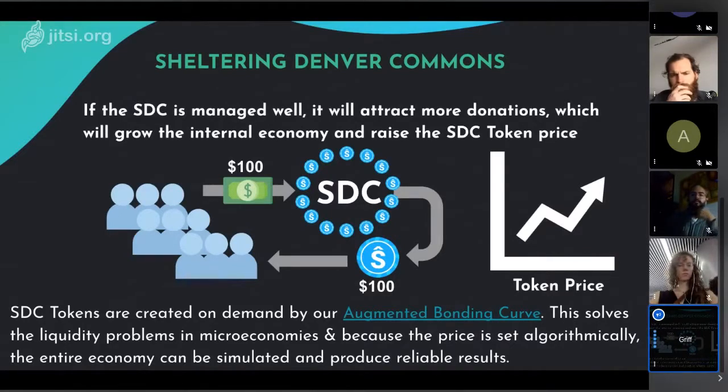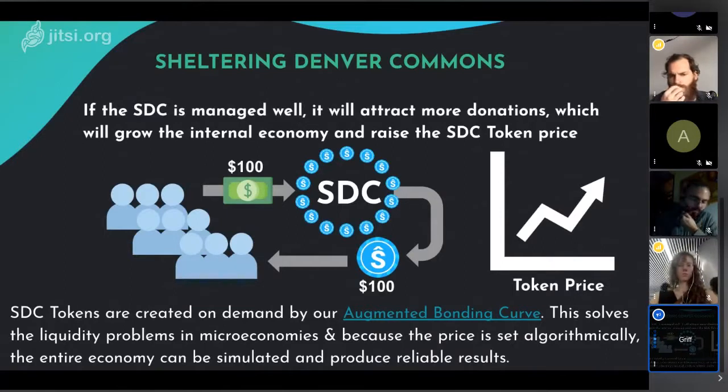If you're at all familiar with crypto, you know that there are huge liquidity issues, especially in small market cap coins. The value will fluctuate erratically based off of who happens to be trading, what whales come in and what whales come out. With a bonding curve, and we use a specially designed bonding curve called the Augmented bonding curve, you can deterministically set the price for each token that exists in the economy.